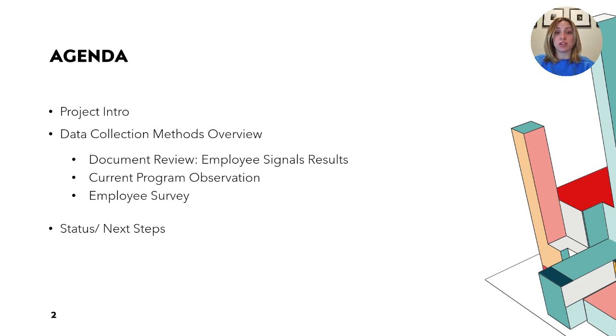Quick agenda. We're going to go through a project intro. I'll let you know what my project's about and the model that I'm using to conduct it. Then we'll go through the three different things that I am going to be collecting data on and the methods that I'm using. And then finally, I'll give you a status and next steps on each of those.